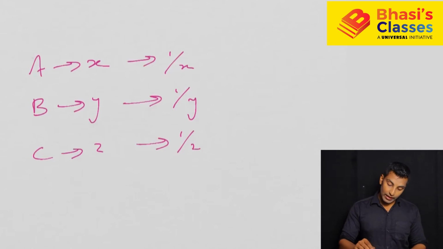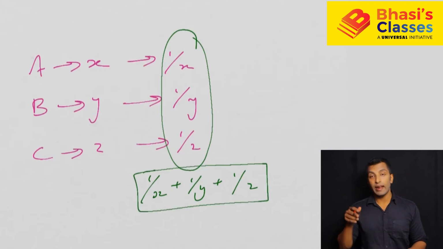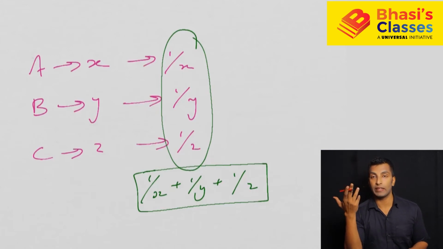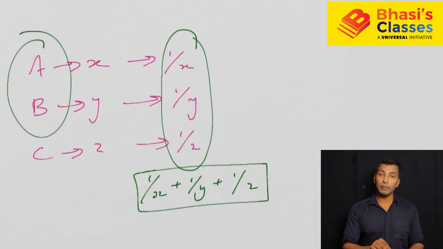So all three working together, 1 by X plus 1 by Y plus 1 by Z in one day. Now when you take the reciprocal, you will get how many days it will take to complete the work. From this you can make a lot of questions like this. First 2 days A and B are working, then next 3 days A, B, C are working.